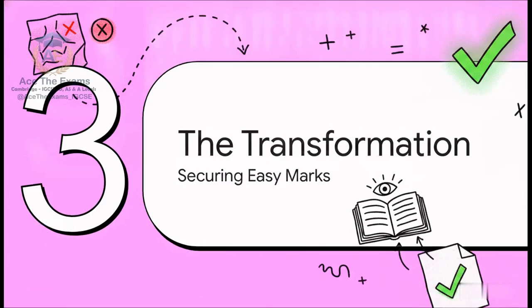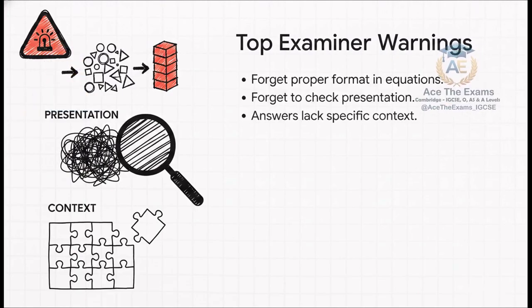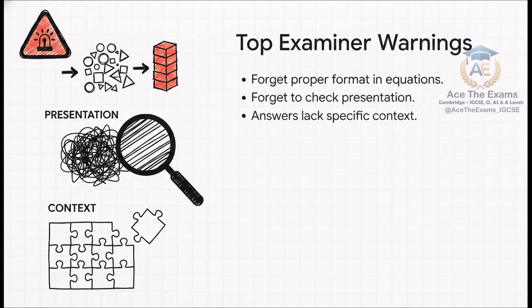Act 3, the transformation. Let's talk about securing the easy marks. Straight from the Cambridge Principal Examiner reports, here are the top 3 warnings. These are the specific, agonizing traps where candidates hemorrhage easy marks every year. First, students completely forget to include the proper format in their equations. If the question explicitly asks for the equation of a straight line in the form ax + by + c = 0, and you just casually leave it as y = mx + c, you automatically lose that final mark. It is an absolute tragedy of simply not reading the command word.